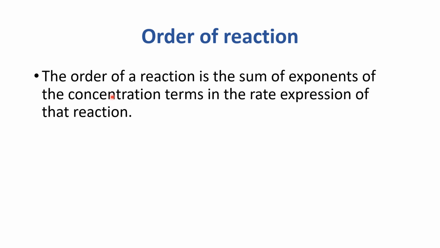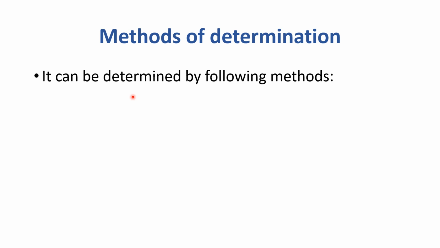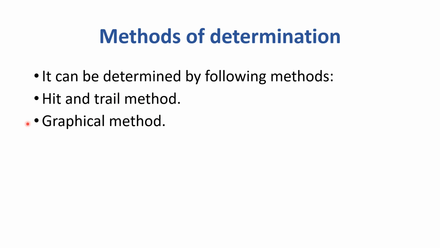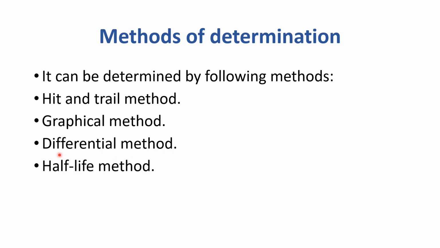We have previously defined order of reaction as the sum of exponents of the concentration terms in the rate expression of that reaction. Here we will see the methods of determination of order of reaction. It can be determined by the following methods: hit and trial method, graphical method, differential method, half-life method, and method of large excess.